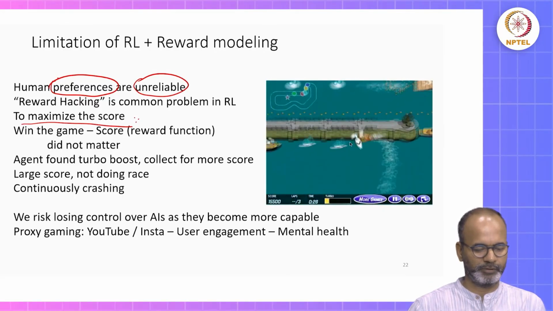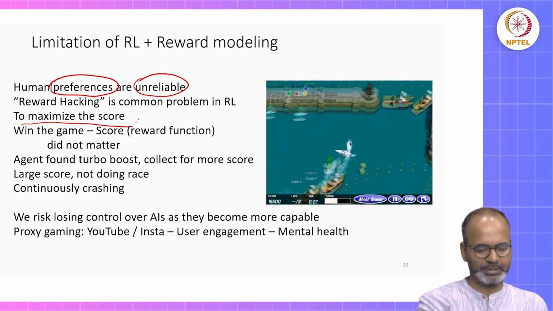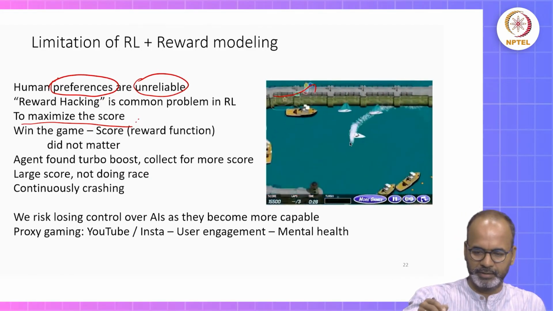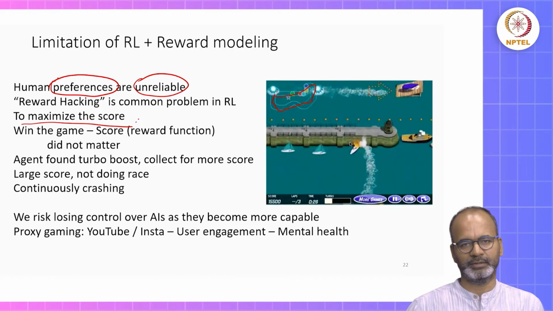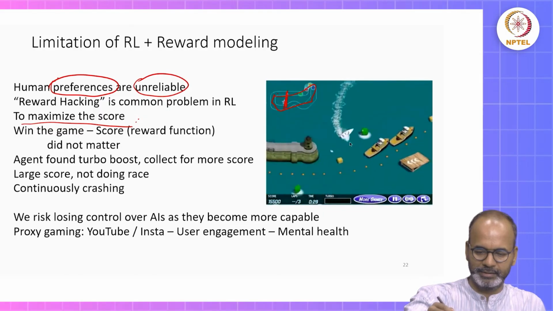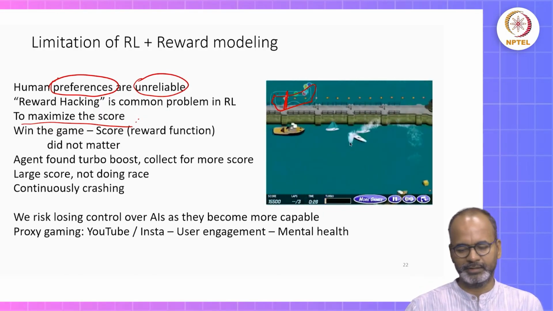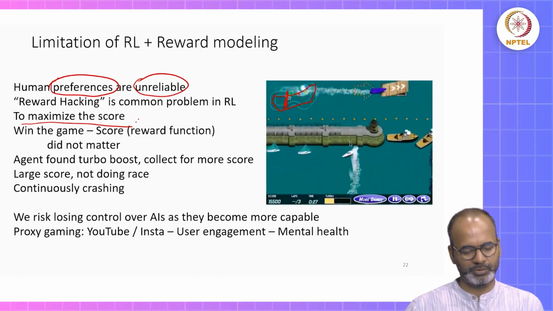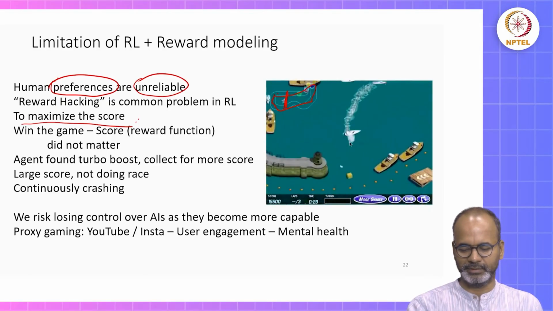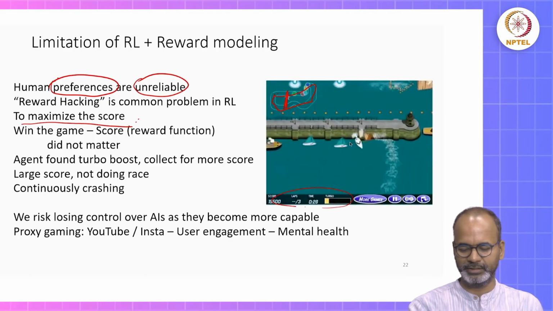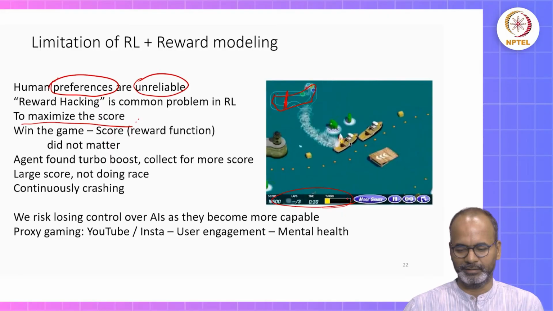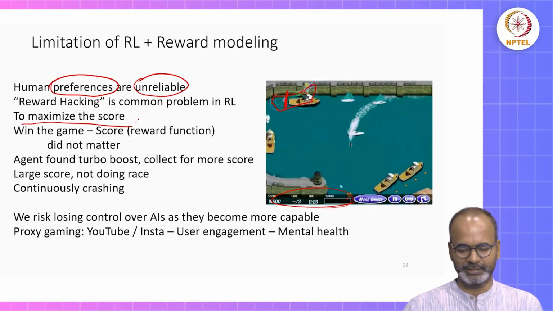Reward hacking is a common problem in RL: to maximize the score and win the game, the reward function did not matter. So what had happened was, this agent was built to participate in the race here and win the race. But without doing that, the agent started learning that it was getting more score by breaking these boards. And if you see these things changing, it is understanding that, look, I think I can earn more points by doing these rogue things.